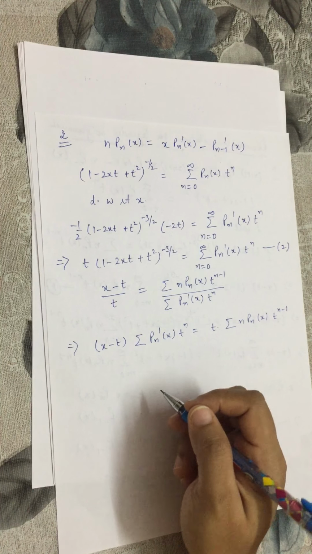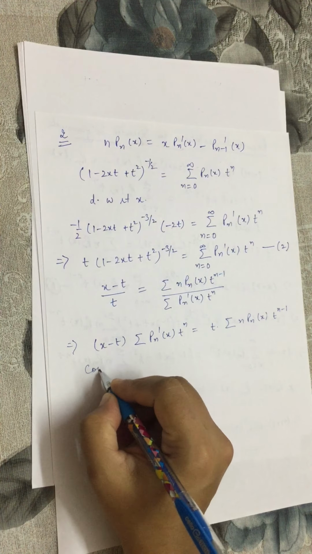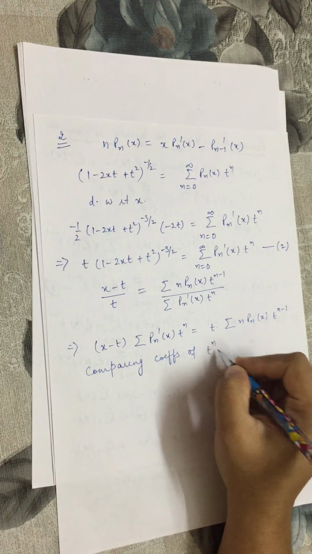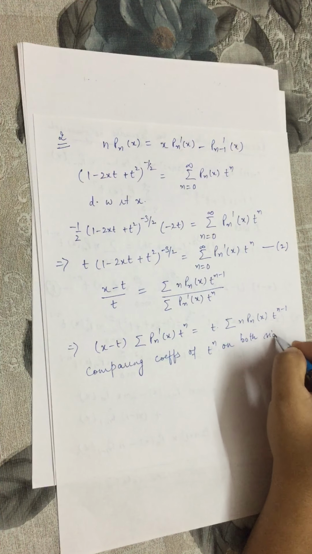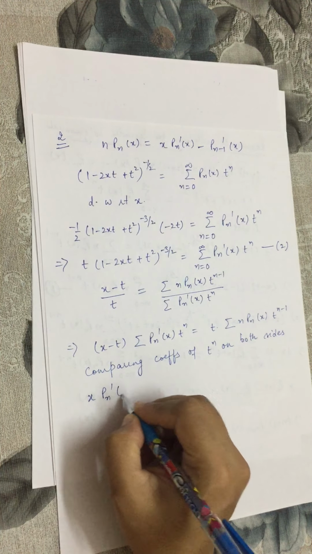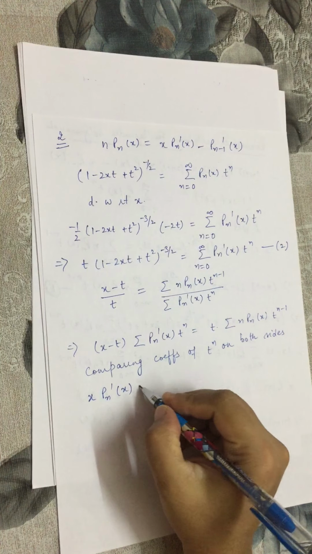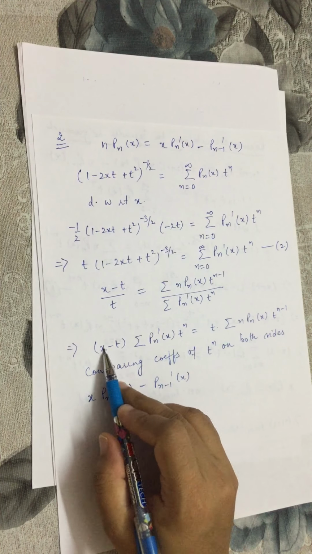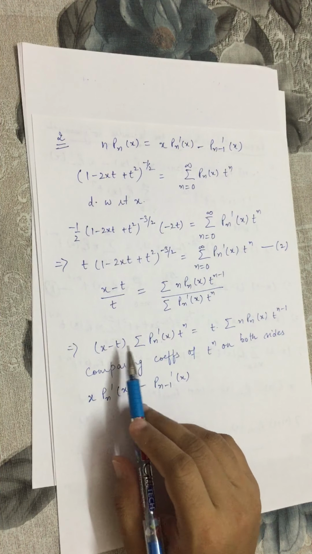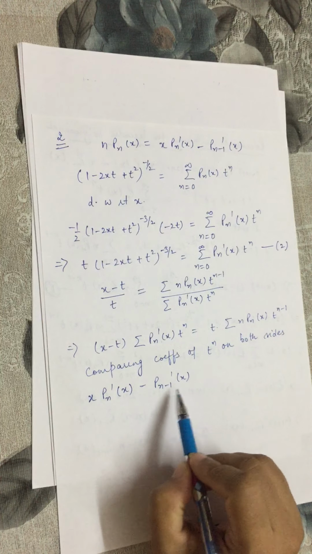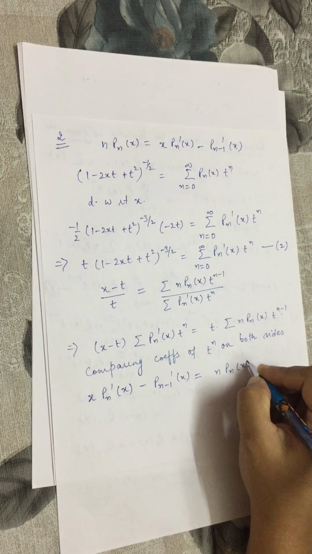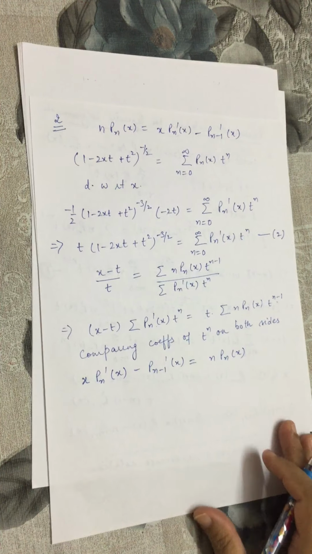Now we compare the coefficients of t raised to n on both sides. On the left hand side we will get x into pn dash x minus pn minus 1 dash x, because from x into this term the coefficient of t raised to n is this, and minus t into this term the coefficient of t raised to n will be this. Similarly, on the right hand side the coefficient of t raised to n is just n pn. So this completes the proof of the second recurrence relation.